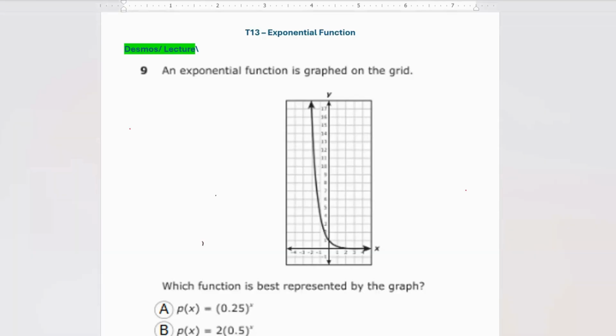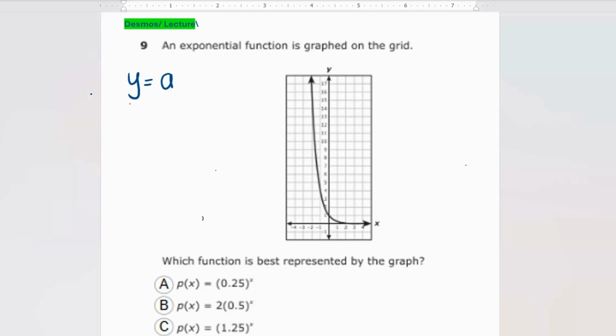This topic is about exponential functions. Before we start, let's do the review. The basic formula for an exponential function is y equals ab raised to x.